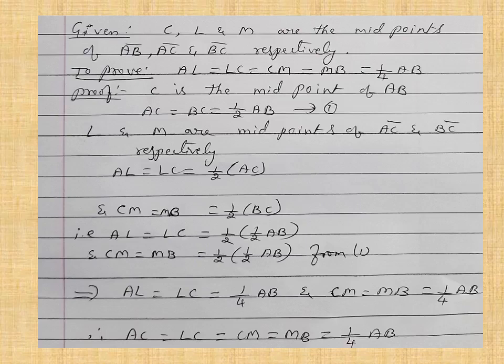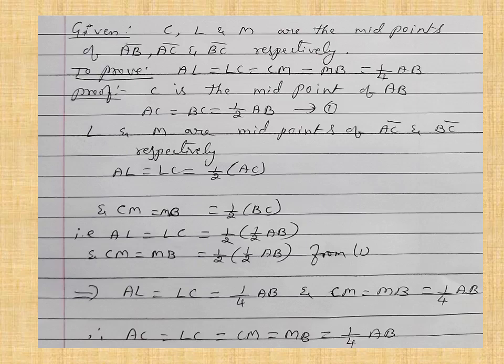To prove this, we have to consider C is the midpoint of AB. AC equals BC equals 1/2 of AB, or half of AB. Call this statement 1. L and M are midpoints of line AC and line BC respectively. AL equals LC equals half of AC and CM equals MB equals half of BC. That is, AL equals LC equals half, inside the bracket, half of AB. That means CM equals MB equals 1/2, inside the bracket, 1/2 AB.